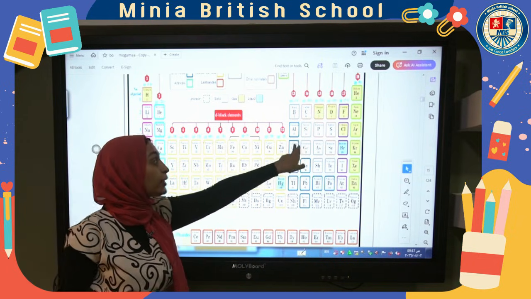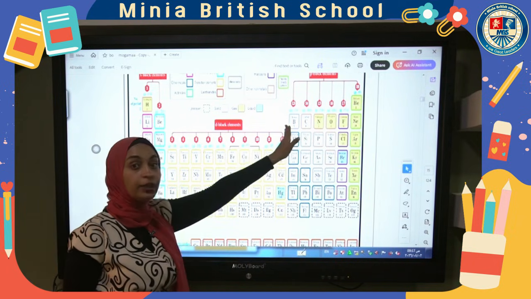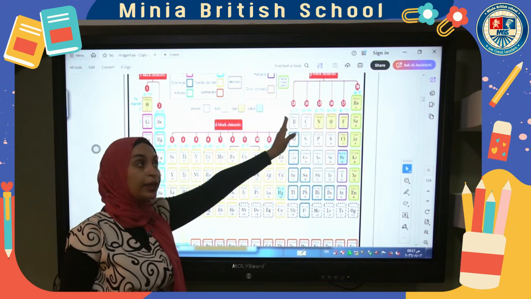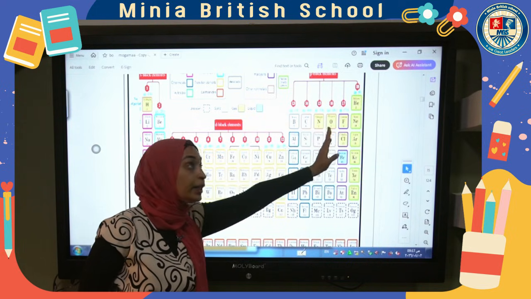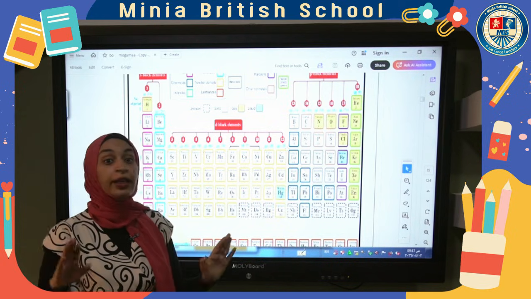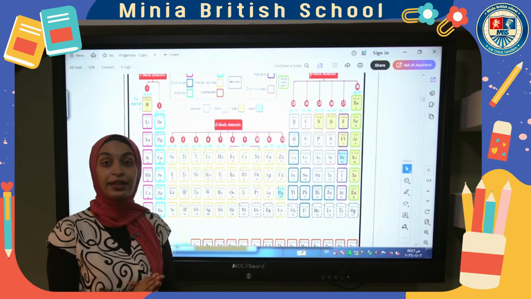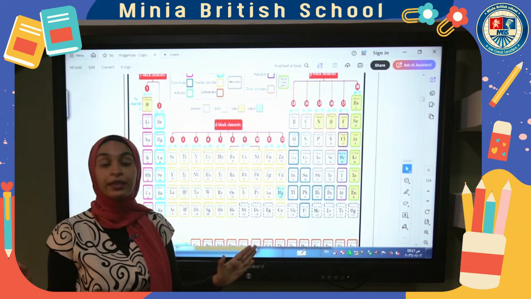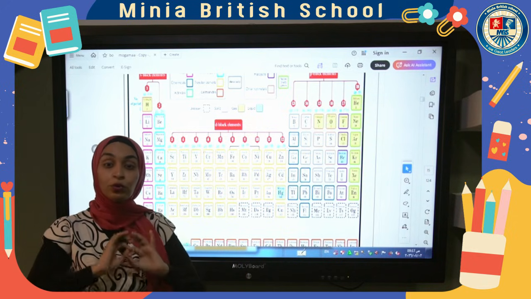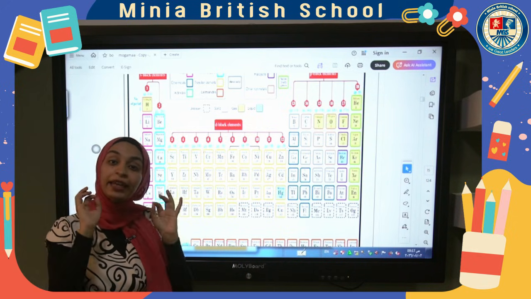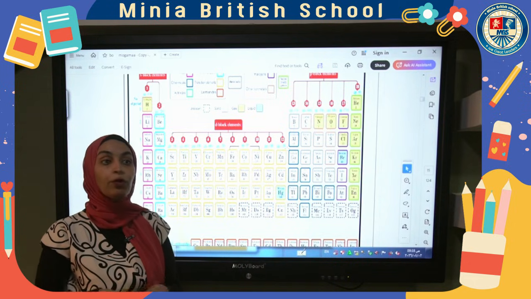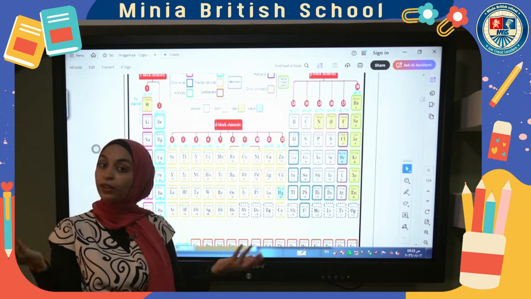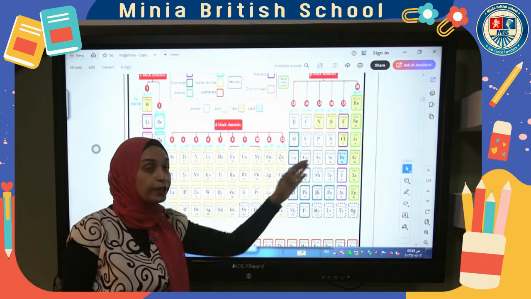Then the P block, as we see, the P block here is starting from 3A, 4A, 5A, 6A, 7A, and 0 group. I cannot say here 8A. There is no group called 8A, but it's called 0 group, or even 18 group, or the group of inert gases, or the group of inactive gases. All these names are right for the 0 group.